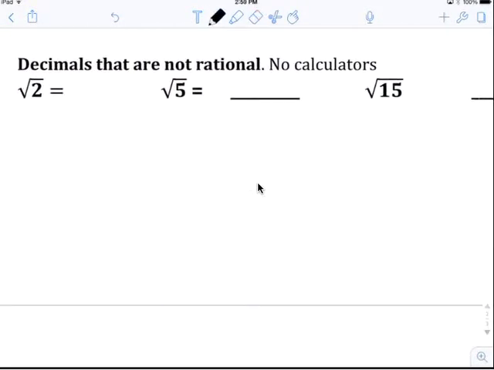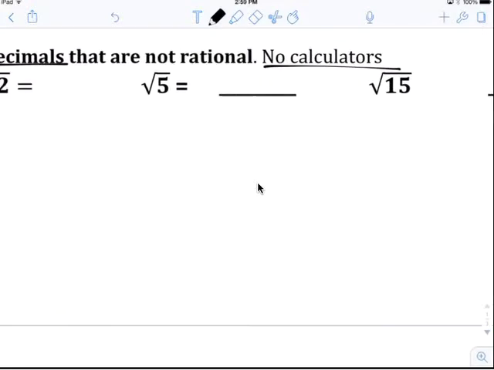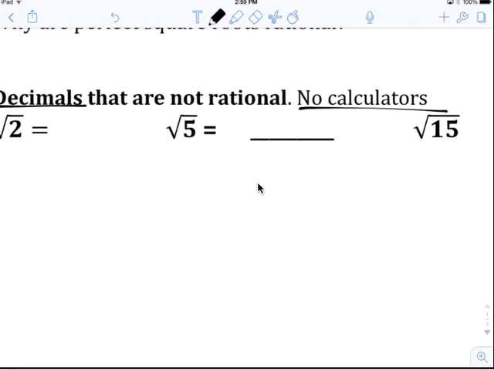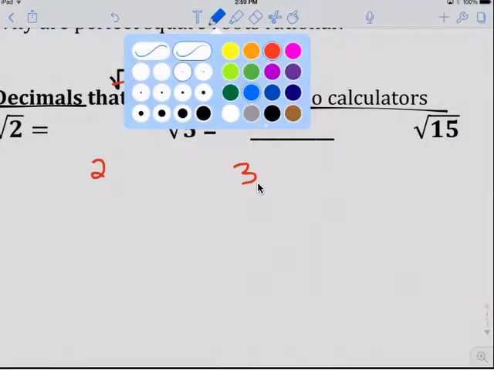We want to make this into a decimal with no calculators. These are called irrational numbers because they're not perfect squares, right? We did number 2. Now radical 5 is between radical 4 and radical 9, the two perfect squares. So therefore, radical 4 is 2, radical 9 is 3, so your answer is between 2 and 3.